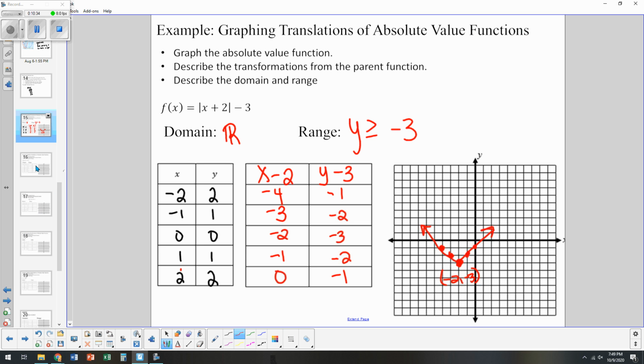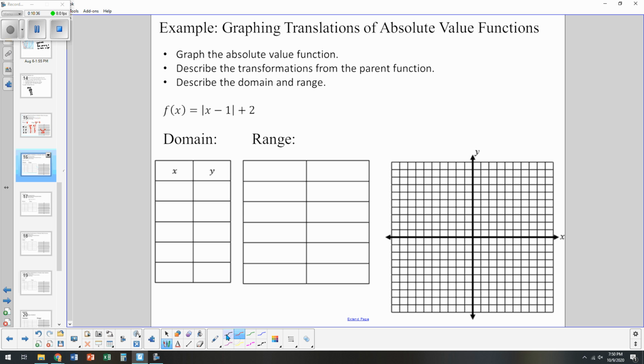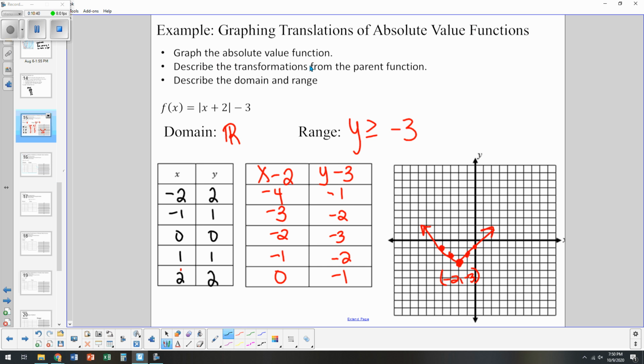Let's look at some more together. Ooh, I just realized we didn't do one of the things. Describe the transformations. So we'll go back to this. So +2 here meant we were going left 2, right? Horizontal translation, left 2, and down 3. And if I check my vertex here, if I started at 0, 0, I went to the left 2 and down 3, and that's where my new vertex was. So I did that correctly.